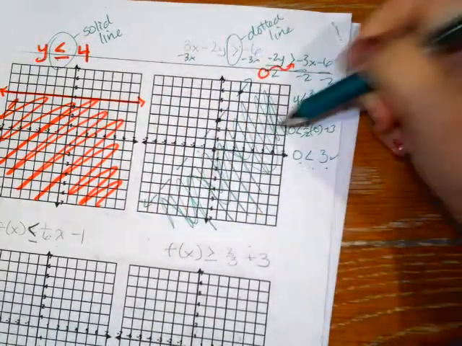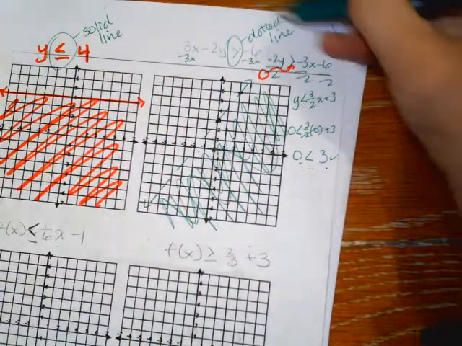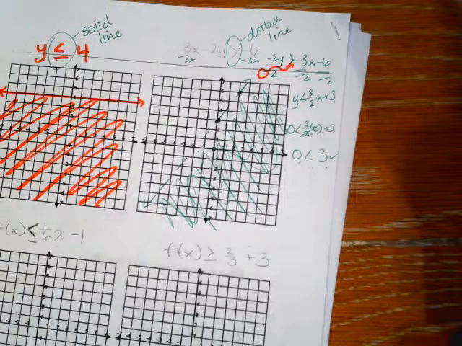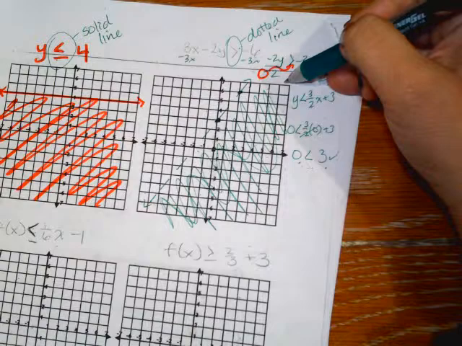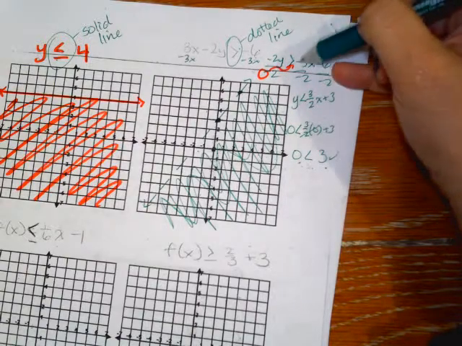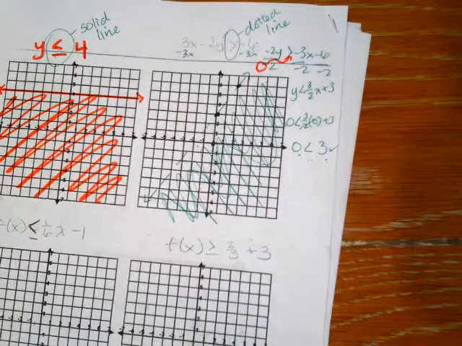Okay, so a couple things that would have screwed you up here. 1, the dotted line. 2, not flipping the direction of your sign because you're dividing out by a negative. Don't let that trip you up. Make sure you stick with that. Okay, this is actually the hardest one.